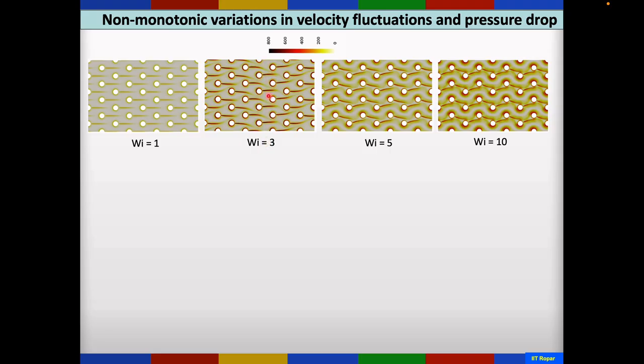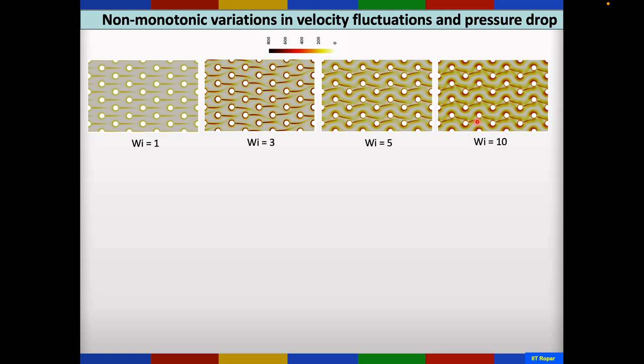But once we increase the flow strength or the Weissenberg number further, what happens is that these strands will be locked with the surrounding obstacles. So they will not be able to fluctuate now. You can see that all these strands are now locked with the neighboring obstacles. That's the reason why the velocity fluctuations get suppressed at high Weissenberg number. Even if you increase the Weissenberg number further, this locking will be more intense, so the velocity fluctuation will be suppressed.